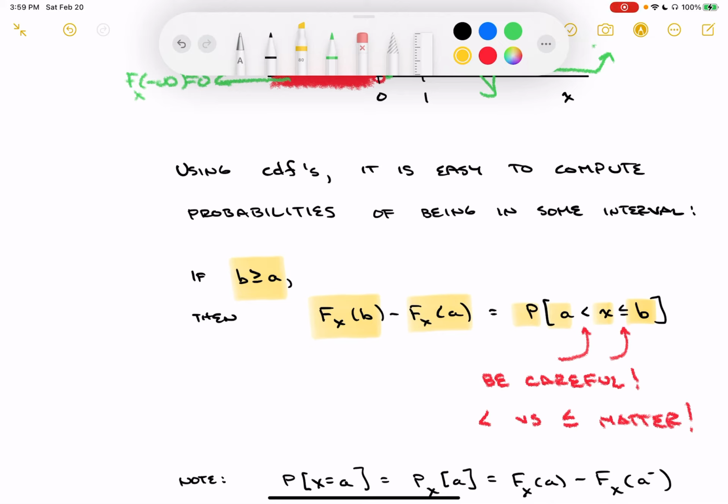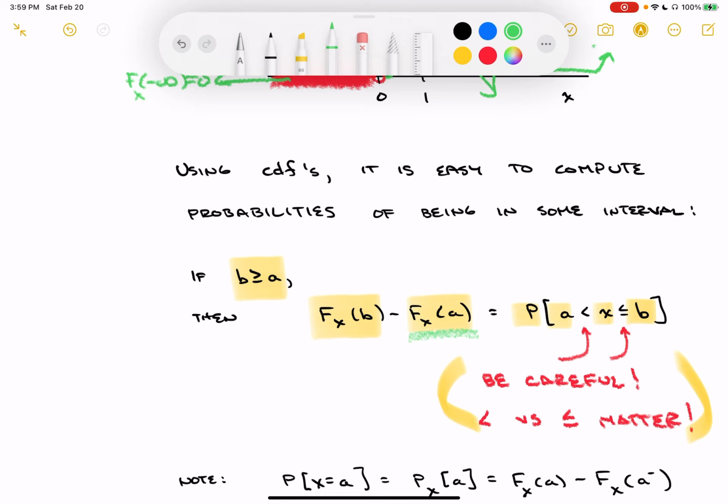I will make a little caution here. It does matter whether you use less than or equals. These are discrete random variables, and whether the inequalities are strict or not does matter, so you do have to pay attention to this. The F of x is inclusive up to a point, so if I subtract off all the accumulated probability up to and including a, what was left over had to be anything past a, right?